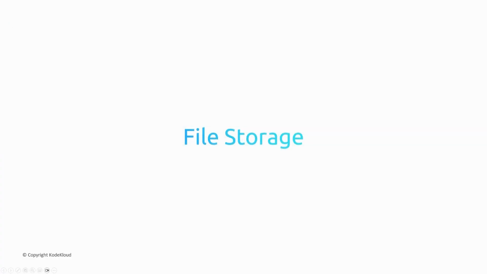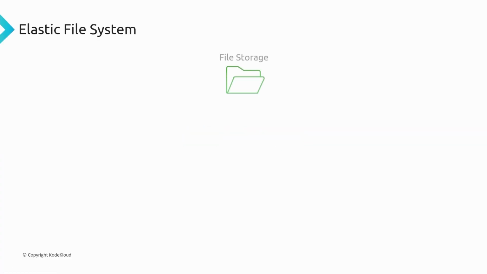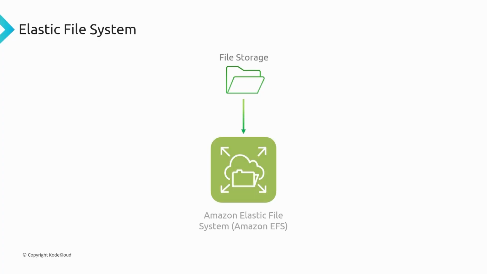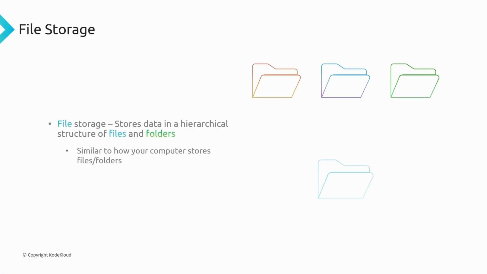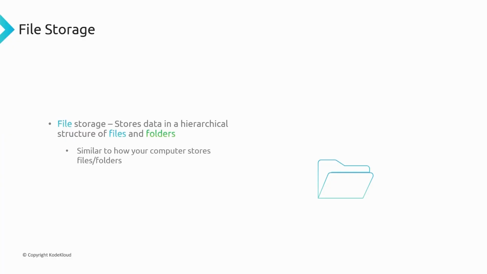So now let's move on to file storage. With file storage, AWS has their own service for this, and that's called Elastic File System, or Amazon EFS. With file storage, we can store data in a hierarchical structure of files and folders. So it's very similar to how you store files and folders within your computer. You can create folders, directories and subdirectories, and then you can store files within those directories.